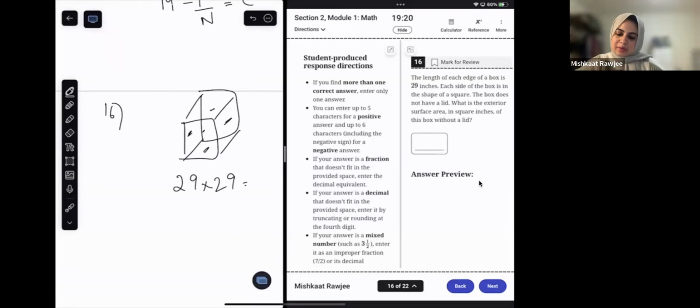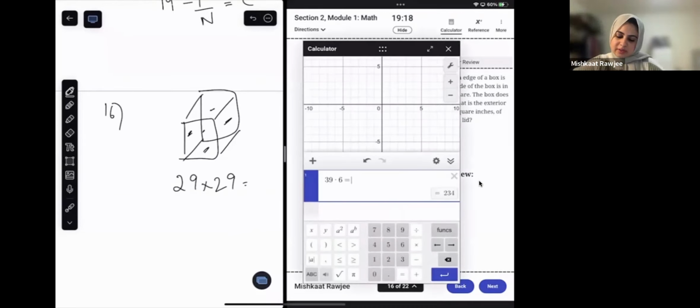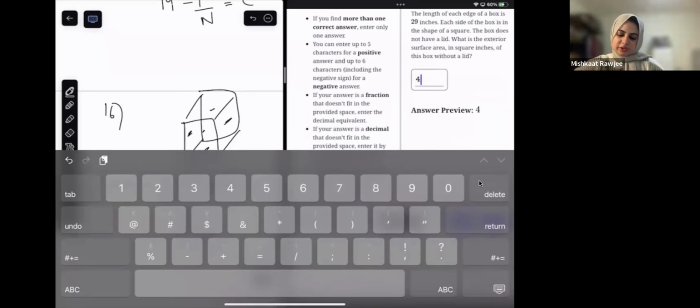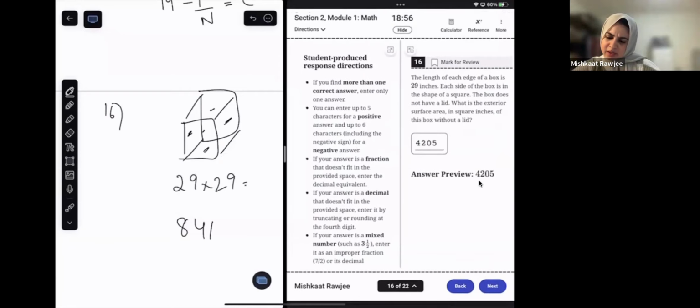So 29 times 29, I'm just gonna use a calculator. 29 times 29 is 841. And then because there's 5 sides, there's no top lid, 841 times 5. So that's our answer. It's 4205. Let me just see if I missed anything.